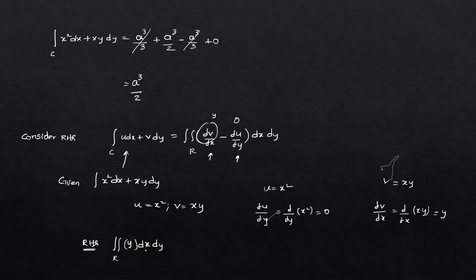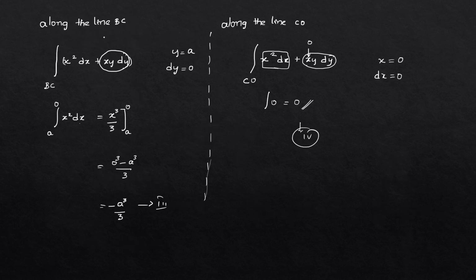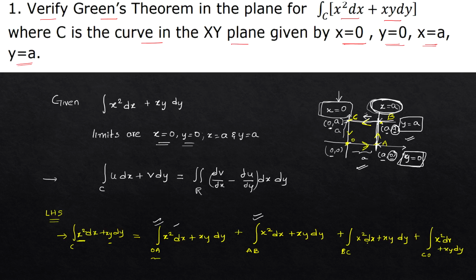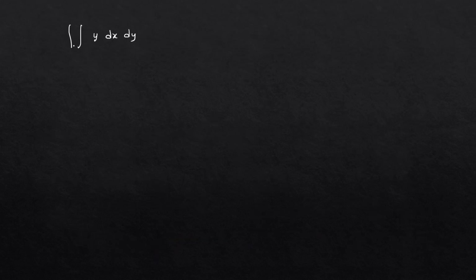Since we have to integrate with respect to dx and also with respect to dy, we have to write the limits of both dx and dy here. So y dx dy. Now from the figure we can clearly say that the x limits are varying from 0 to a and the y limits are varying from 0 to a. We can also find it from the question: x is equal to 0 to a and y is equal to 0 to a. Now just replace the limits here, 0 to a and 0 to a.